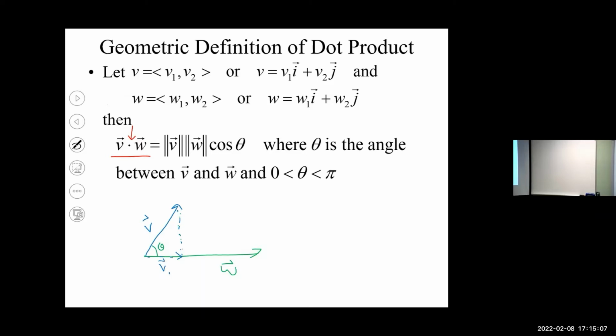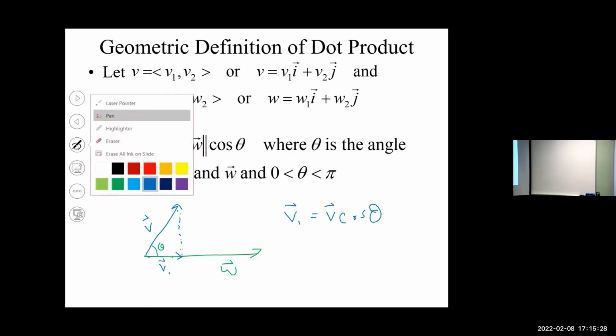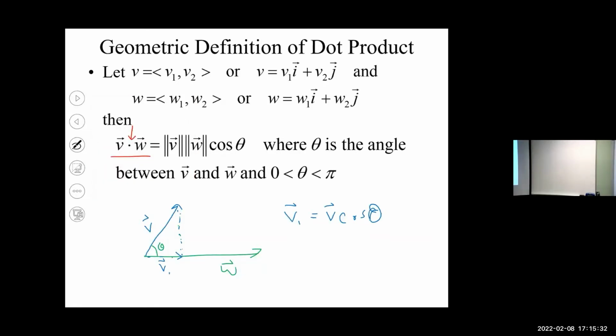So all this is right angle trig. So that V1, well, it's the adjacent side. V is our hypotenuse. So V1 equals V times cosine of theta. It's one of the great things about vectors, is it all ends up just being right angle trig.